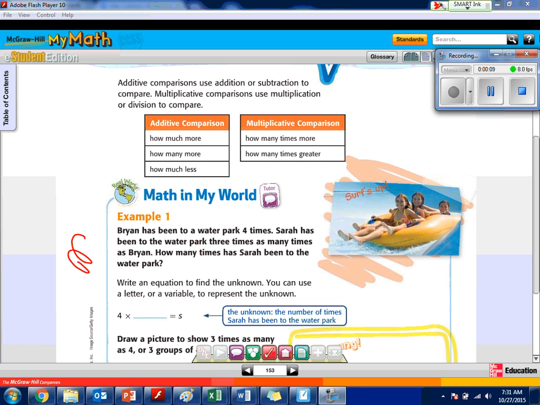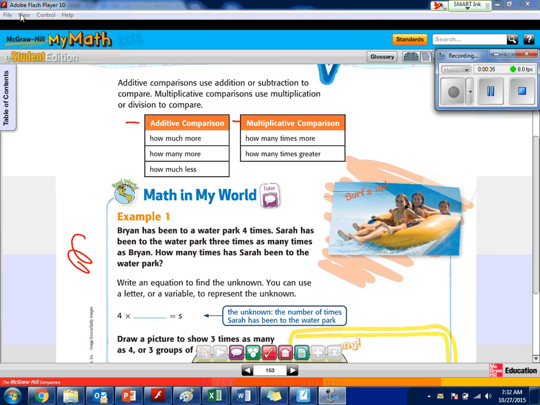What we're going to be working on today is comparisons using addition and subtraction to compare. Also, multiplication comparisons using multiplication or division to compare. Basically, what we want to be able to do is look into a story problem and figure out what we are going to be doing. Are we going to be adding, multiplying, subtracting, or dividing?